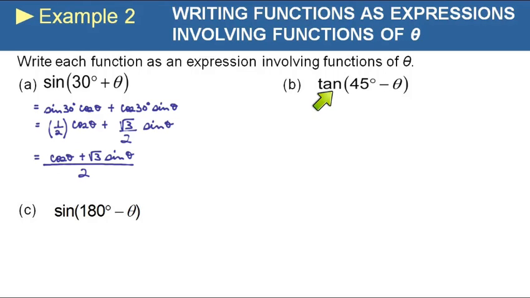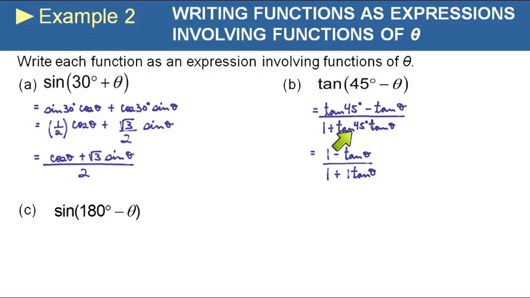Let's do tangent of 45 degrees minus theta. Now we can use our tangent of A minus B identity. So that's going to be tangent A minus tangent B over 1 plus tangent A tangent B. We know that the tangent of 45 degrees is 1. So 1 times the tangent of theta is just tangent of theta. And there you go, 1 minus tangent of theta over 1 plus tangent of theta.